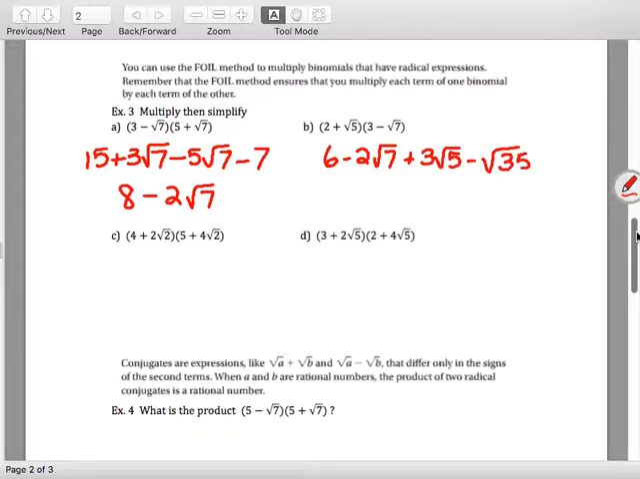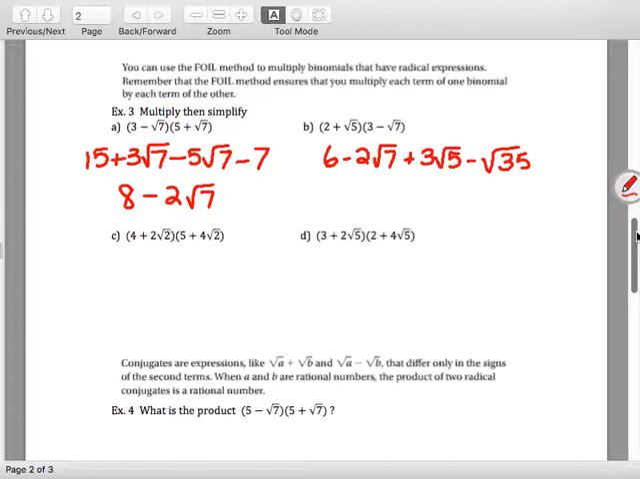I'm going to work out letter B just in case this is bothering you. In letter B, I take 2 times 3 is 6. 2 times negative radical 7 is negative 2 radical 7. The inner is 3 radical 5 minus. Now notice, radical 5 times radical 7 is radical 35. Nothing canceled there. The reason why in letter A, radical 7 times radical 7 is 7 is because that's radical 49, which simplifies to 7.